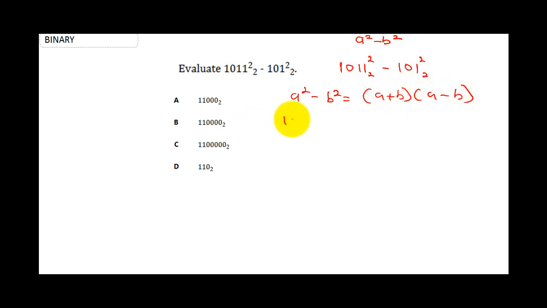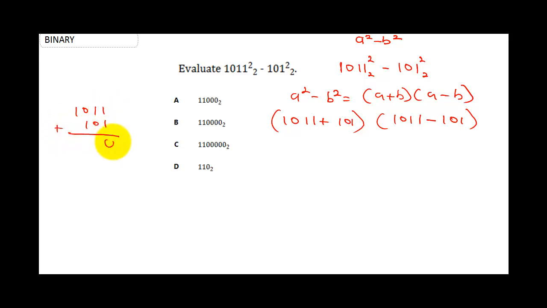So this is going to be 1011 plus 101 multiplied by 1011 minus 101. Okay, so now we are going to perform this. So this is going to be 1011 plus 101. It's going to give us now 1 plus 1, this will be 0, carry 1. Remember, we're performing binary. 1 plus 1 is 0, we carry 1. 1 plus 1 is going to be 0, we'll carry 1. 1 plus 1 is going to be 0, and we'll carry 1, and we'll bring this down. So this is going to be 10000.